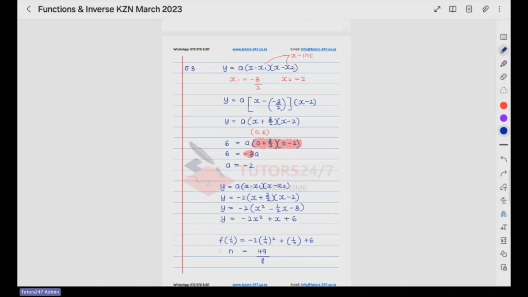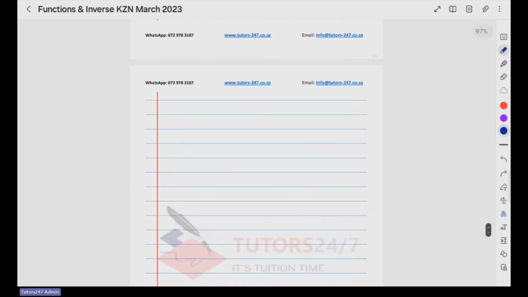In order to use your x-intercept form, you need to have both x-intercepts and a random coordinate on the graph. If you want to use your turning point form, you need to have your turning point coordinates and a random point.